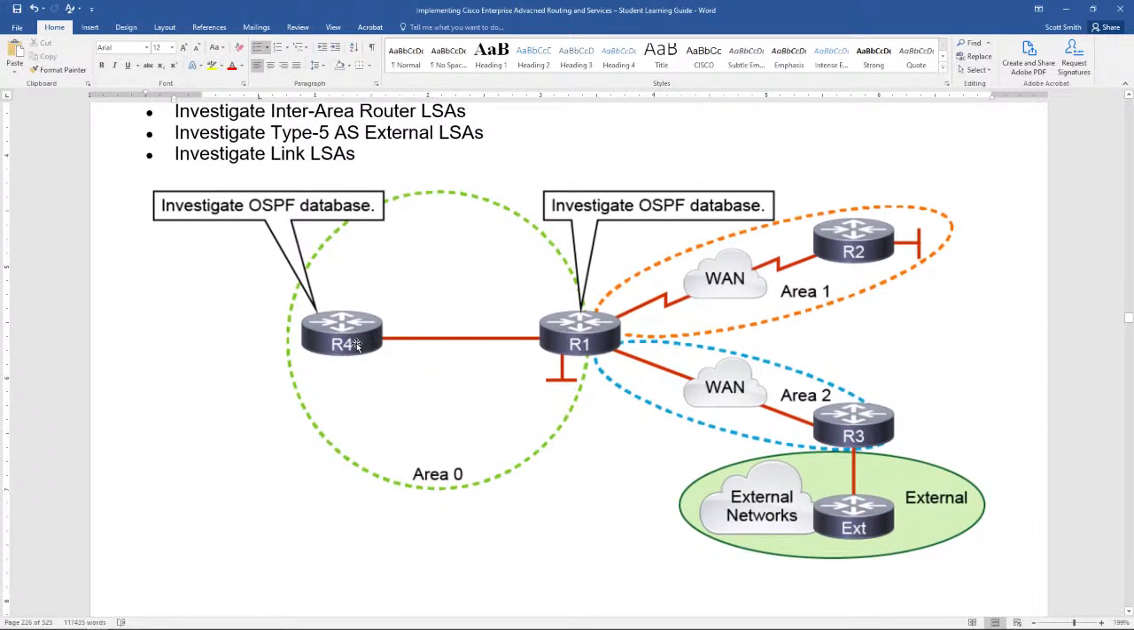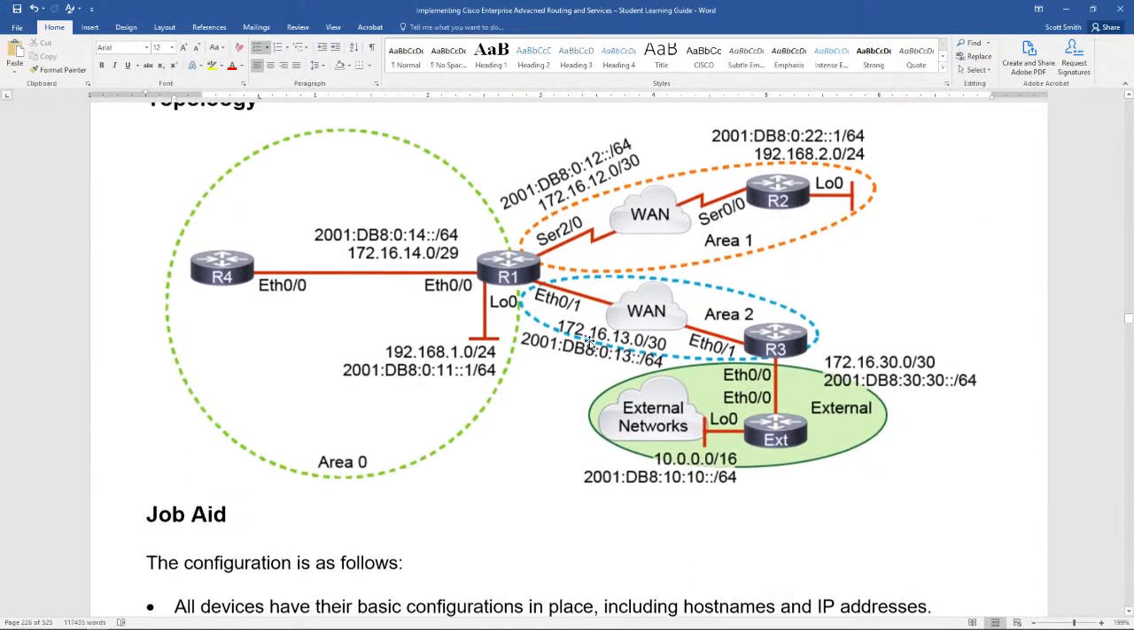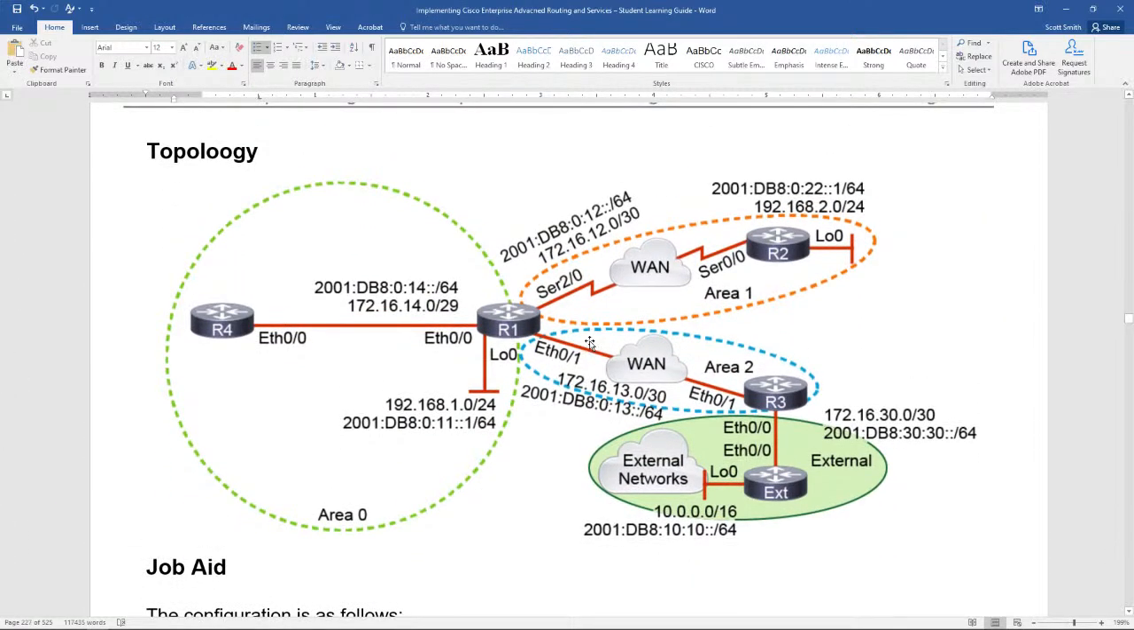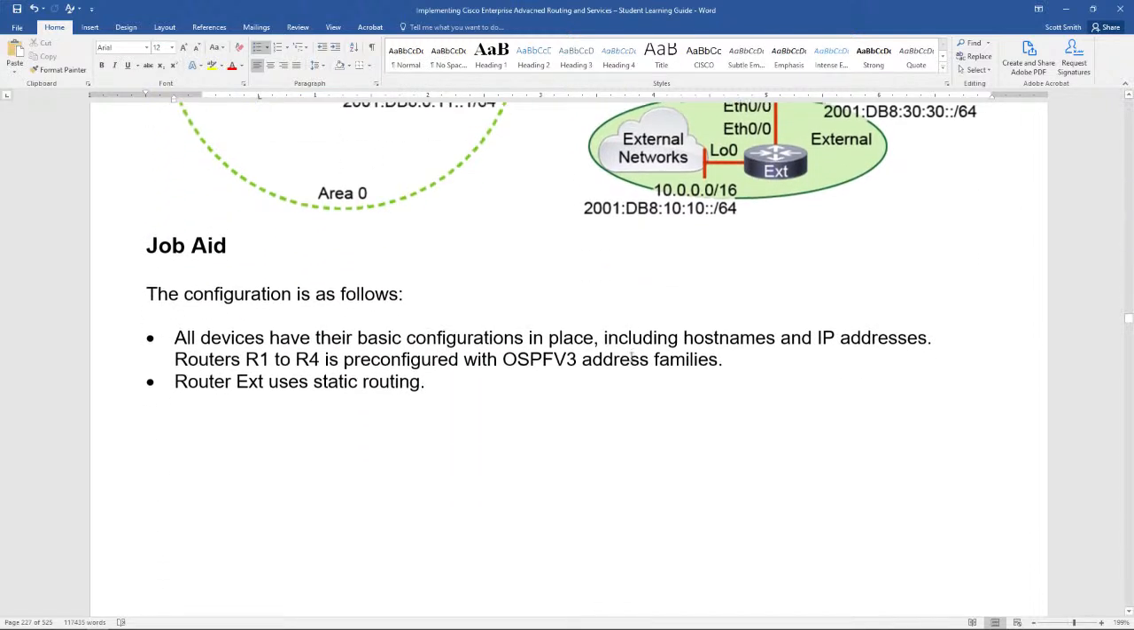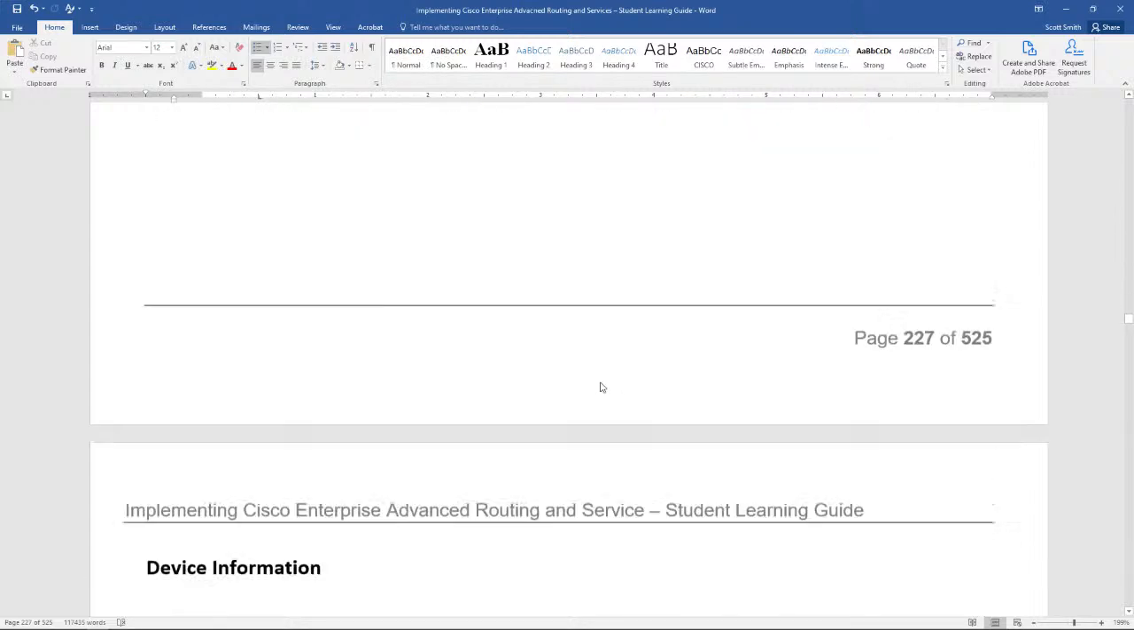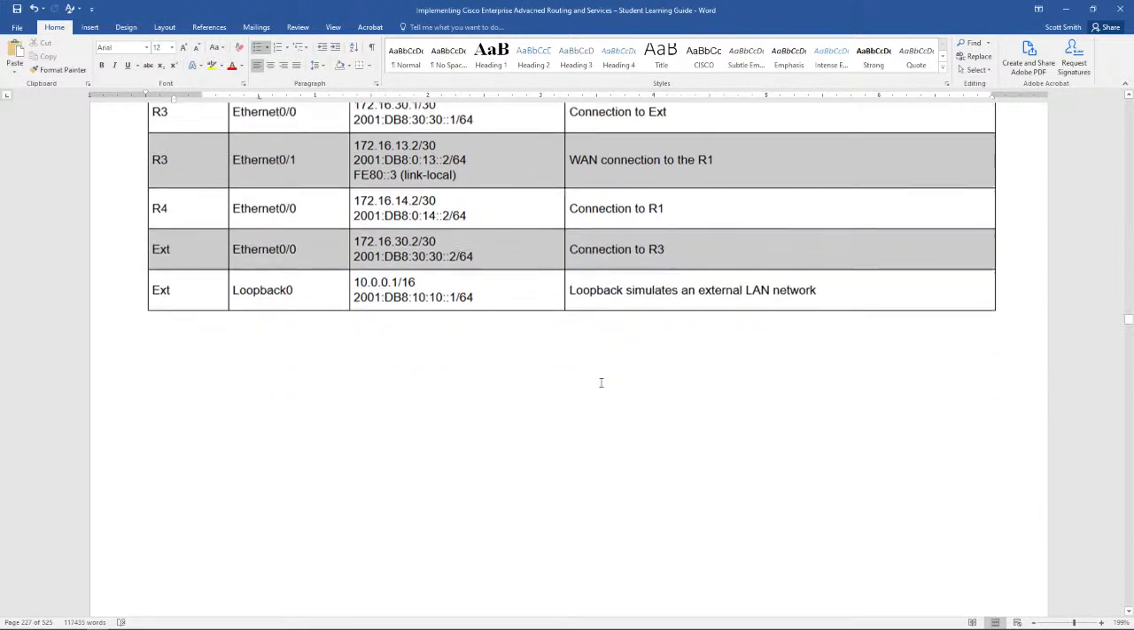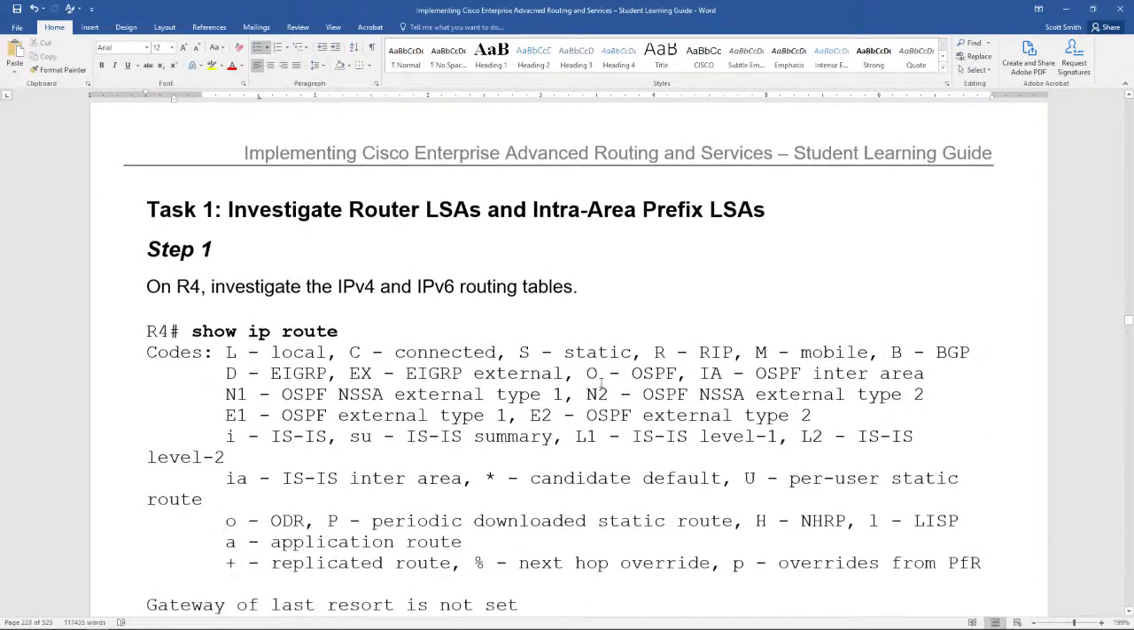So we're going to take a look at the database on R4, then on R1, and I will be going back and forth between the topology and the command line to make sure that we can correlate what we're seeing in the command line versus what we're seeing in the topology. I think that's a really important concept as well. All right? So this is all the device information. We don't really need to take a look at that right now.